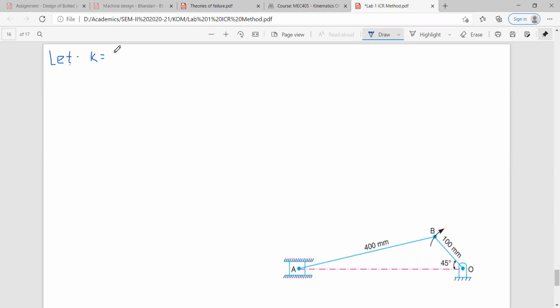So what do we have to take as the length of AB? So we have decided the scale factor as 5. Okay, so length of OB will be, what is its original length? 100 divided by scale factor, how much is it? 5. So the length of OB will be 20 mm, and that of AB, it will be 400 divided by 5. Okay, 400 divided by 5 means 80 mm.